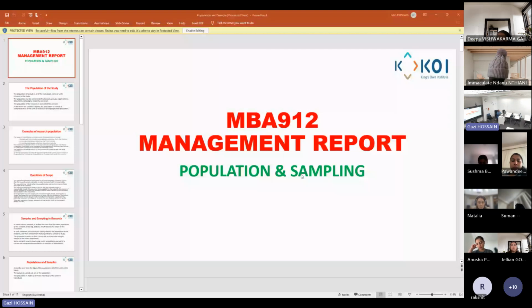Now, sample. A sample will be a specific number from that population. We will be drawing the sample from the population. So a sample will be a smaller part of the population, because we can't get data from all of the population. It would be really time consuming and would require a really big effort.